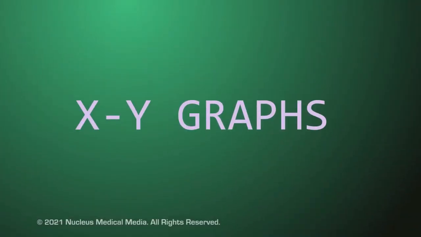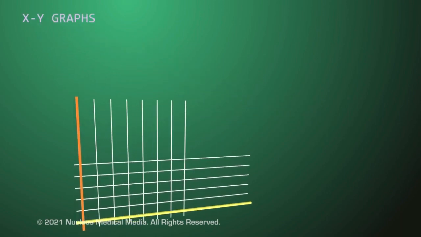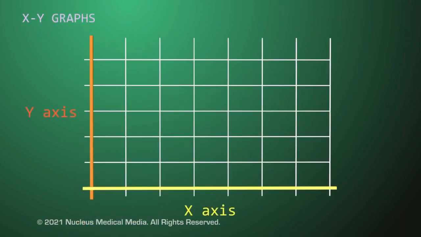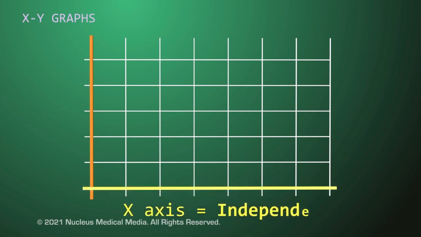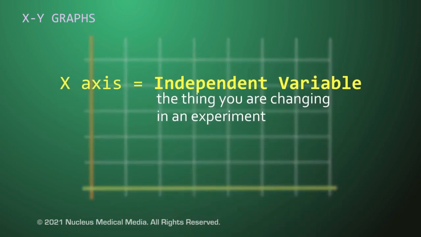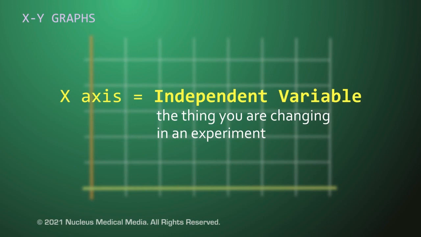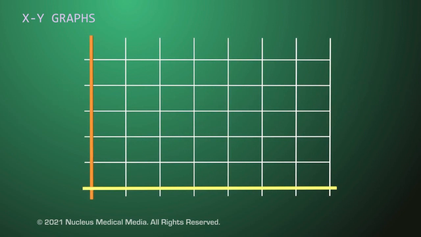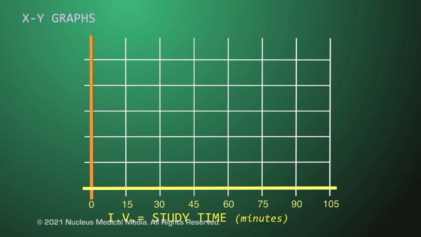First, we'll look at XY graphs. XY graphs, also known as scatter plots, look at how two events or variables are possibly related. The horizontal x-axis shows data that represents the independent variable. Remember, the independent variable is the variable you're intentionally changing or testing in an experiment. For example, the independent variable might be how long a student studies. The vertical y-axis shows data that represents the dependent variable.